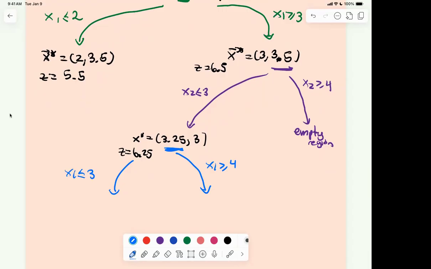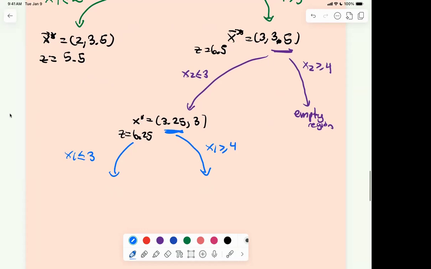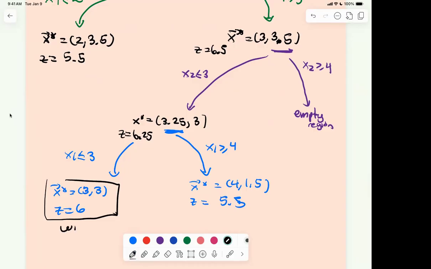Okay. And if you do that, then on this side of the branch, you get 3, 3, which gives you a value of 6 for the function. And on this side, you got 1.5, which gives you a value for the function of 5.5. So clearly, you keep this one, and all the coordinates are integers. So this is the winner, because if you kept branching, which doesn't make sense in this case, but if you had kept branching, then you run the risk of lowering the value of the function.